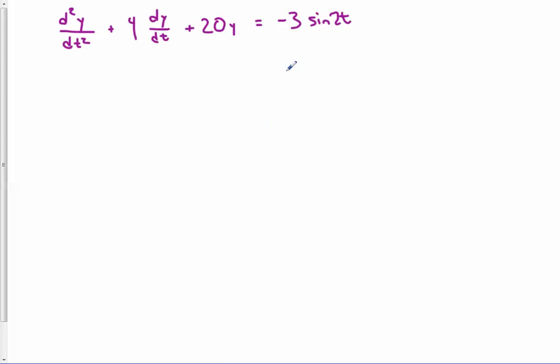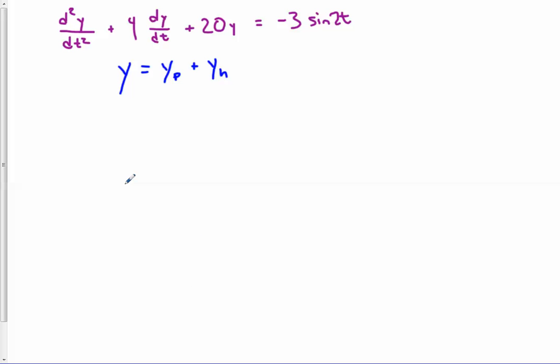Let's take a look at this example. We'll explain the technique using this example. This is second order constant coefficient linear, but it's non-homogeneous, and we have this sinusoidal forcing term. We have a sine 2t over here with a coefficient in front. Remember that the basic approach here is that our general solution will be one particular solution to this actual differential equation plus the solution to the corresponding homogeneous equation.